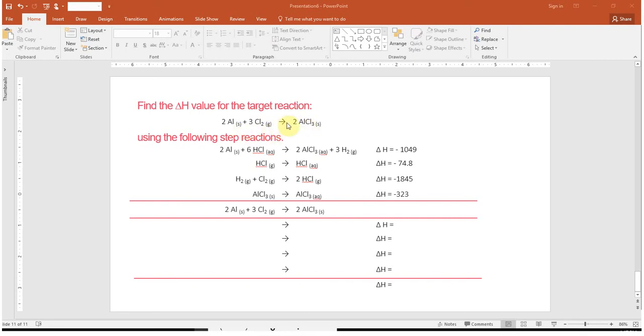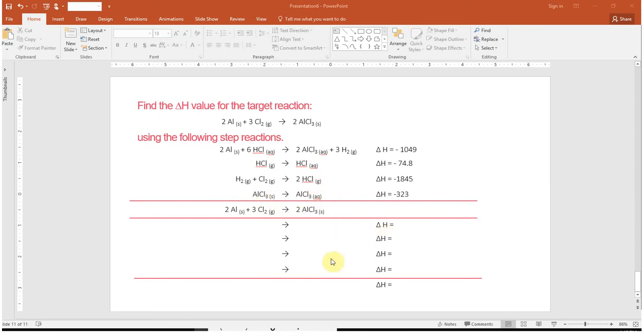Now notice, guys, the phases of matter are actually important because sometimes you have to dissolve it before you can precipitate it, or sometimes you have to dissolve it before you can evaporate it, that kind of thing. Our step reactions are 2 aluminum reacting with 6 moles of HCl aqueous to produce 2 moles of aluminum chloride plus 3 moles of H2 gas. We have HCl gas going to HCl aqueous, H2 gas plus chlorine gas going to 2 moles of HCl gas, and aluminum chloride going to aluminum chloride dissolved.